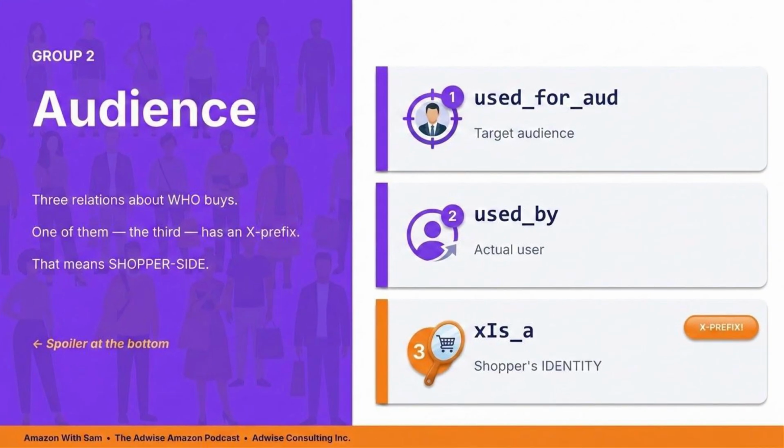Three relations, who uses it, and one of these has an X prefix, meaning it's about the shopper. Group two, audience, three relations, and here's where it starts getting interesting because one of these three has an X in front, meaning it's not about your product, it's about the shopper themselves.